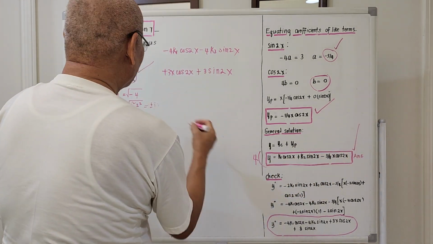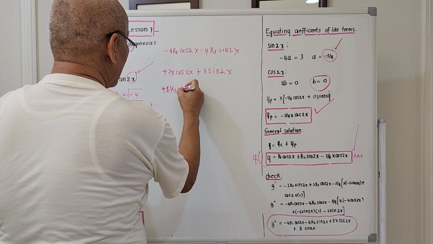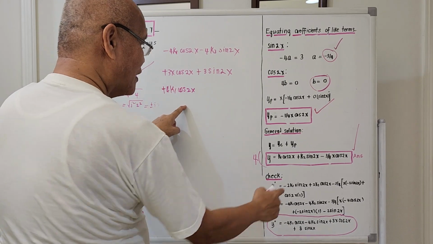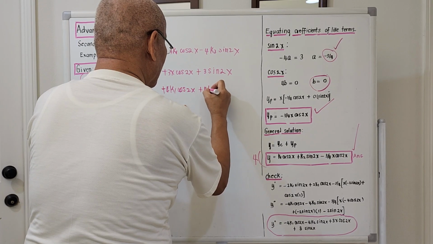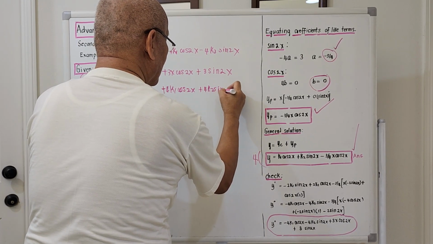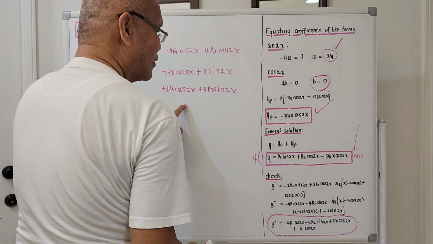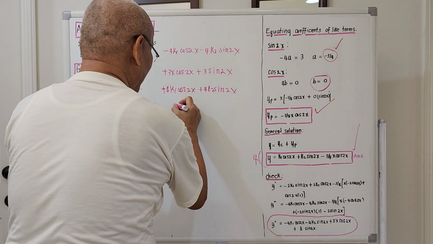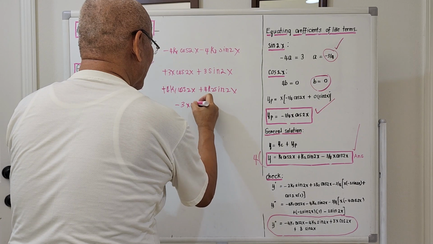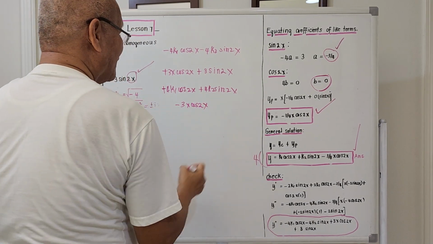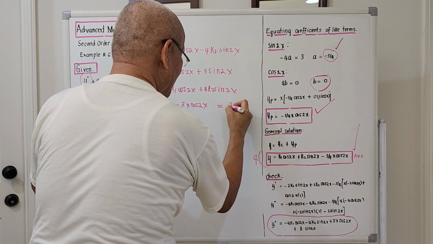So what will come out? It will be plus 4k1 cosine of 2x. We multiply this by 4. Plus 4k2 sine of 2x. Negative 3 over 4 times 4, what will come out? Negative 3x cosine of 2x. Okay? And what will be the sum? Is it equal to 3 sine of 2x?